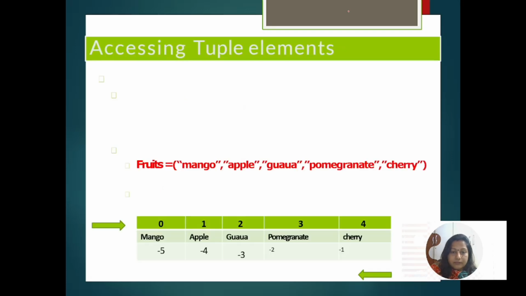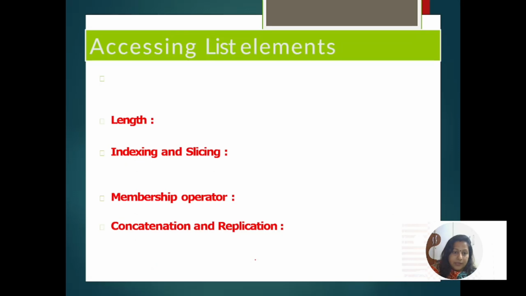Okay. Now again, accessing the tuple elements like a list and string, here also we use positive indexing and negative indexing. So again, positive indexing, negative indexing and length are all common. For length, you use the len function, and indexing and slicing are also common. For the membership operator, you will be using in and not in. Okay, in and not in, you are going to use it.